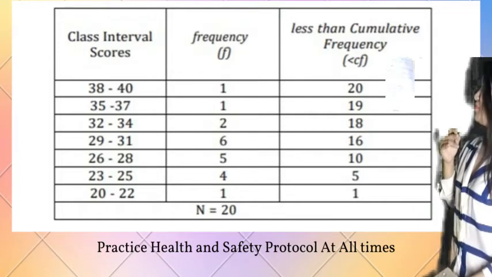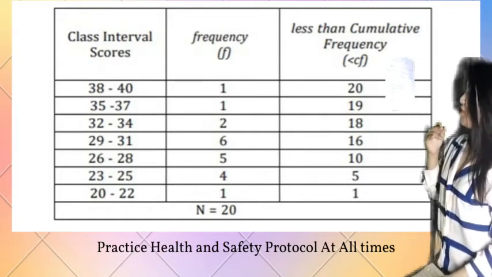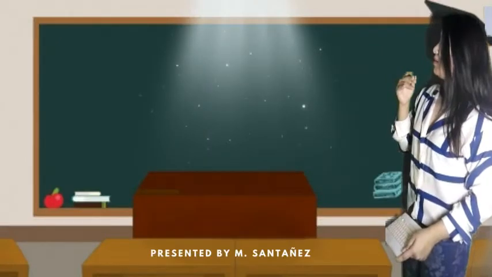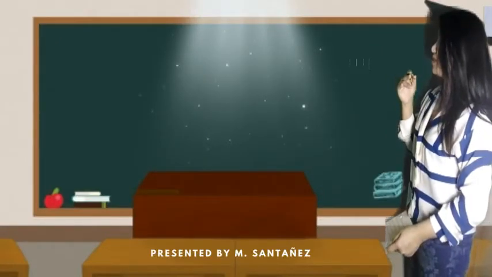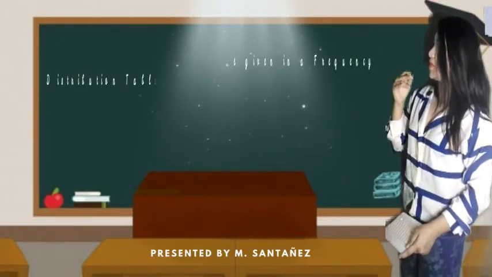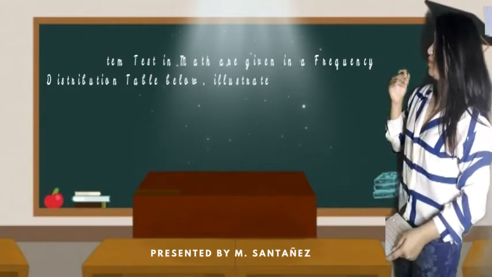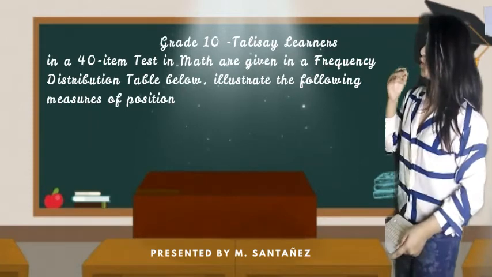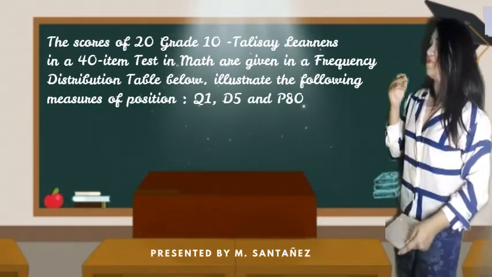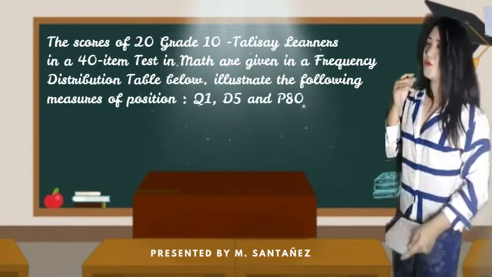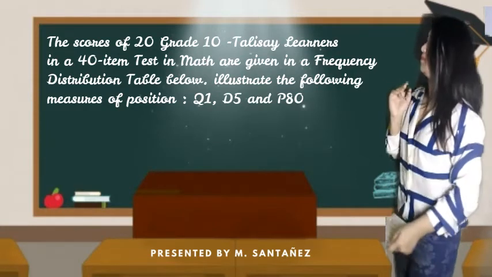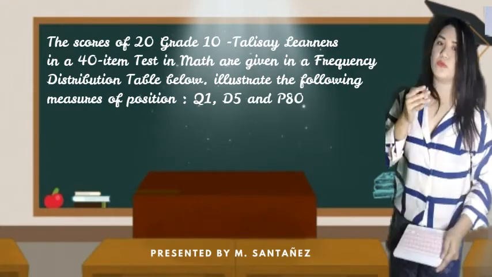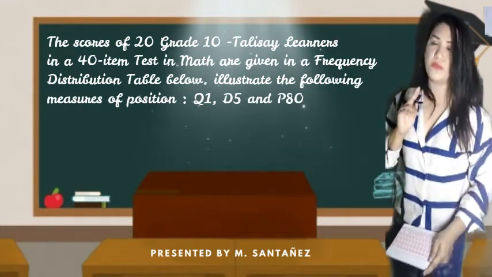I have here, let's say, the scores of 20 Grade 10 learners in a 40-item test in mathematics, given in a frequency distribution table below. Illustrate the following measures of position: Q1, D5, and P80. Now Q stands for quartile. If you hear the word quartile, that means 4.